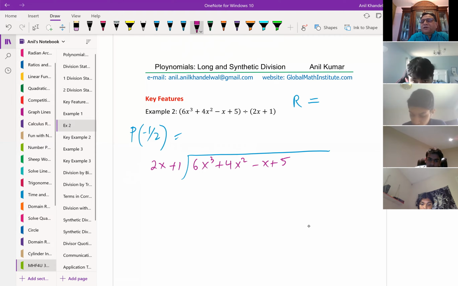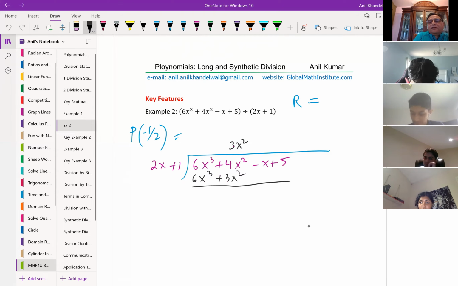Yes. Is anybody doing the calculation? Yes, sir, I'm doing that. Okay, Vishruta, tell me in the quotient what number should come first? Yes, 3x squared. So continue. 6x cubed plus 3x squared, right? So I'm continuing with the division. And I think you'd subtract. Correct?